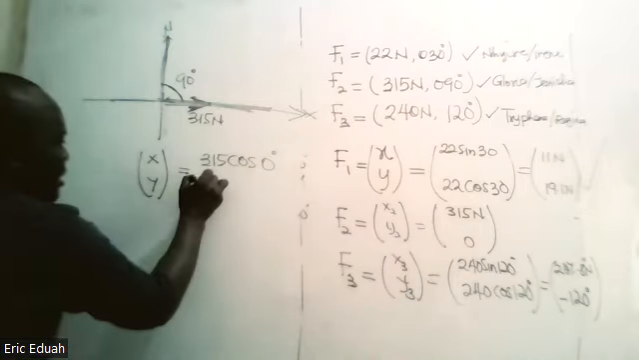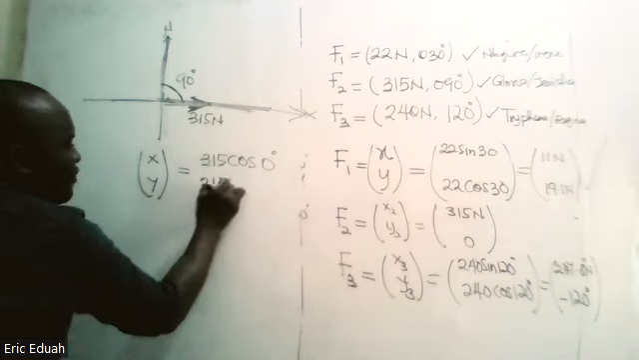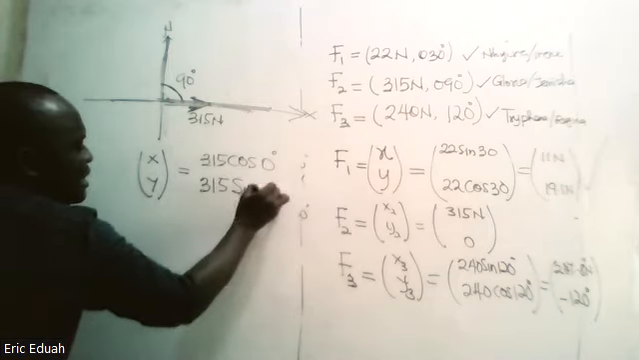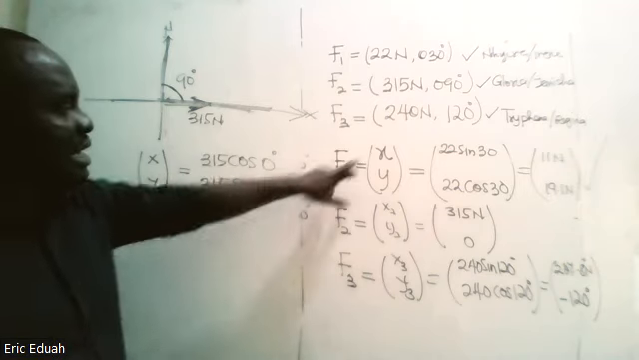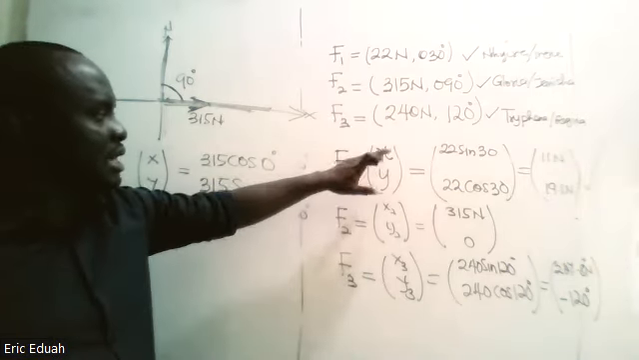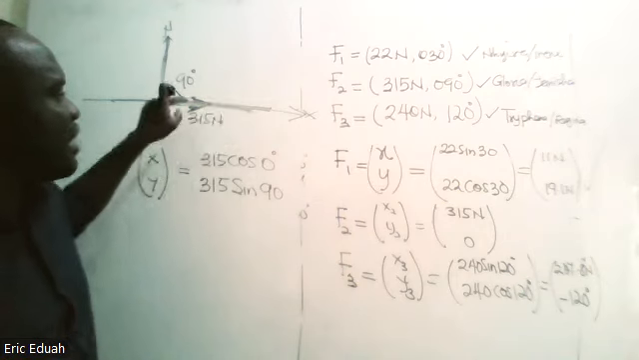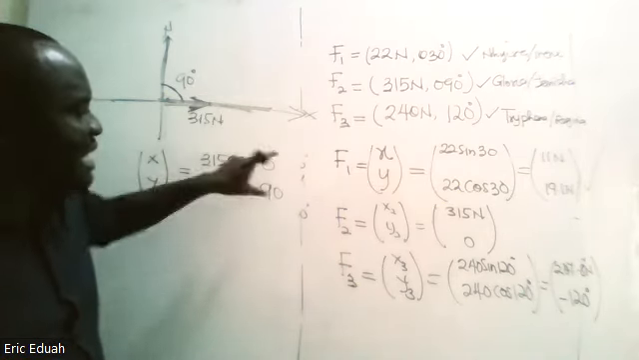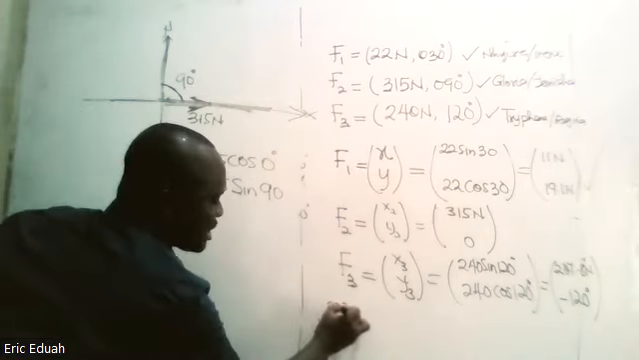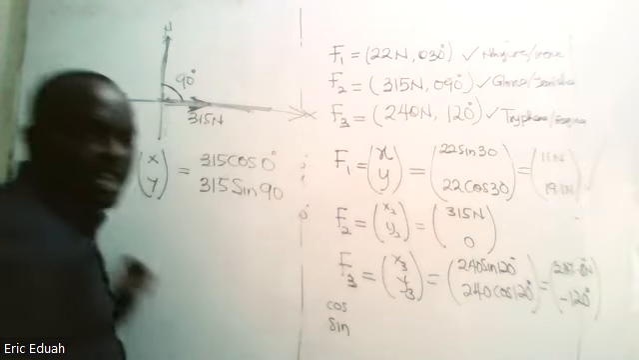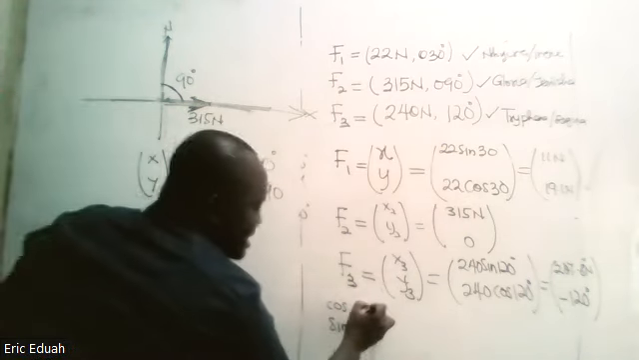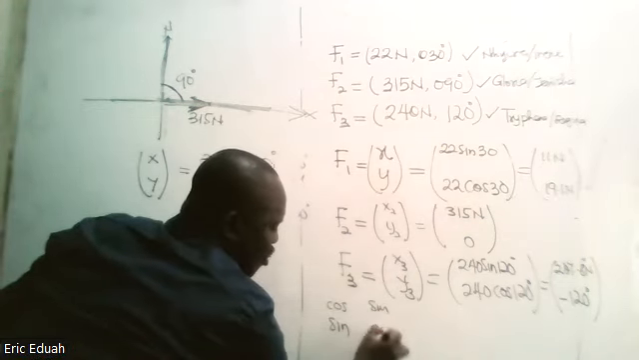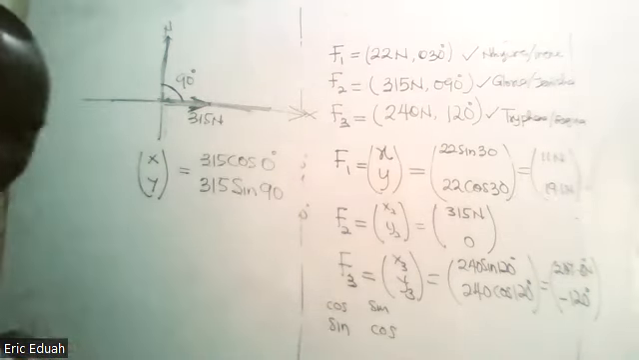So 315 sine 90. If you are using the angle the force makes with the x-axis, then it is always cos and sine. If you are using the angle the force makes with the y-axis, then it is sine and cos. Let me explain this to you.